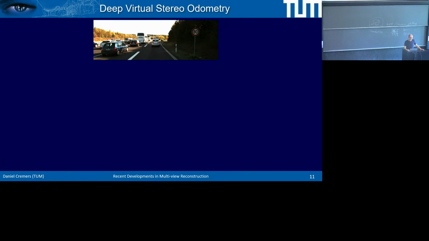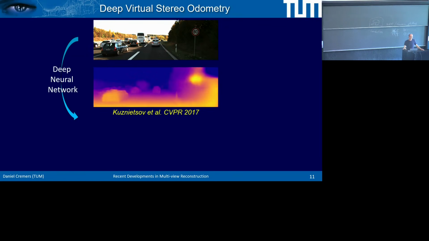So this is work where we built on neural networks that can predict depths. It turns out, this is one example from 2017 by Kuznetsov and collaborators. Turns out, given a single image, you can predict the depths. And now you'd say, well, how can that be? How do I know how far things are? In principle, I don't, right? They could be at any distance.